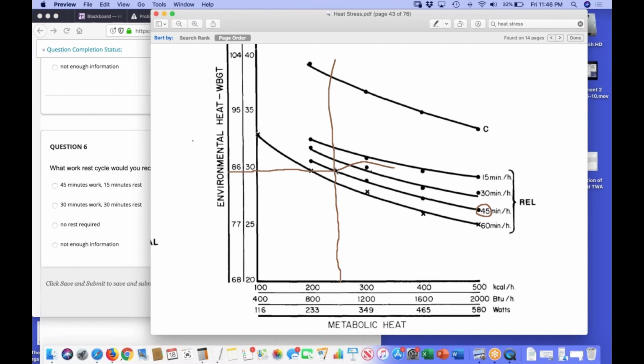Okay, it's a little bit of a twist here because you got to go back and make sure you're looking at the right units here. And so this isn't a very forgiving chart that way. And it's a little hard to see as well anyway. And there isn't much leeway. These lines are pretty close together. So I would, in this case, say that the recommended cycle would be 45 minutes of work with 15 minutes of rest.